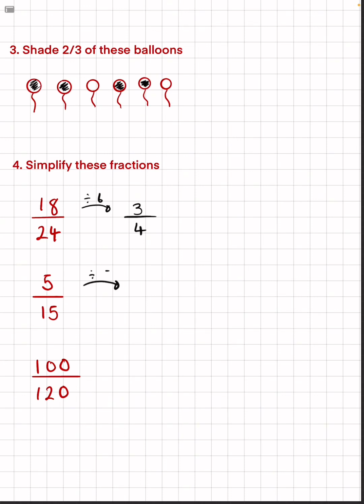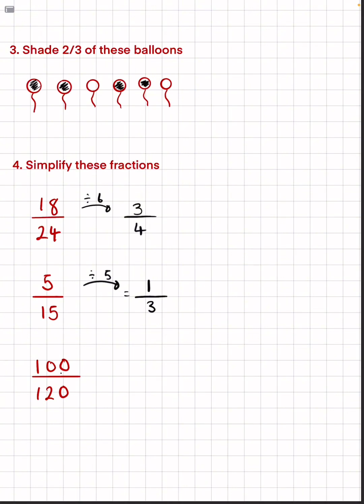5 divided by 5 equals 1. 15 divided by 5 equals 3. So 5 over 15 simplified is 1/3.